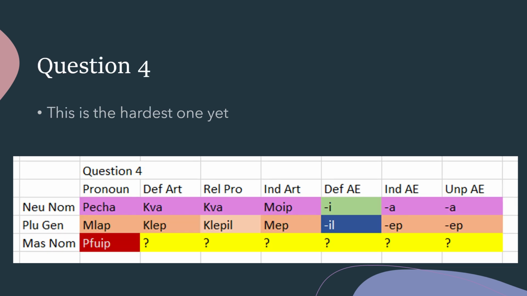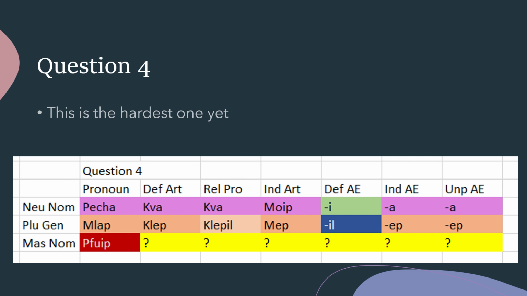So moving on to question 4, the final question. This is the hardest one yet. There are a lot of different elements that you're going to have to take into consideration. So we have the neuter nominative again, which we've shown a little bit earlier: pecha, kva, moip, e. And then we have the plural genitive, which is klep, klepil, mep, and ep, which is a new one we haven't talked about yet.